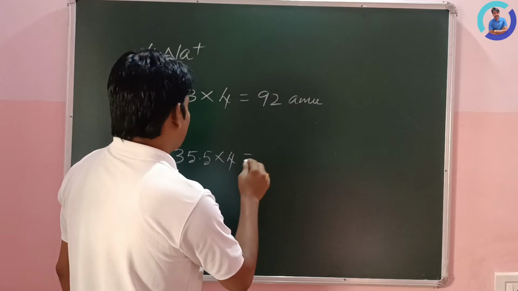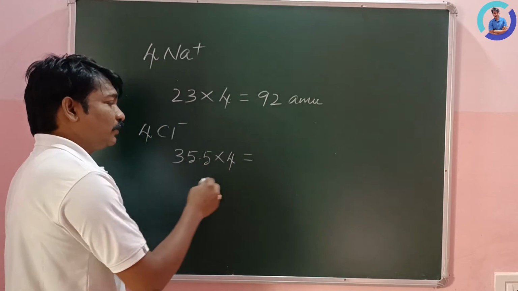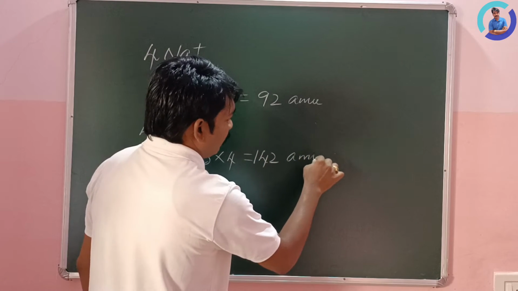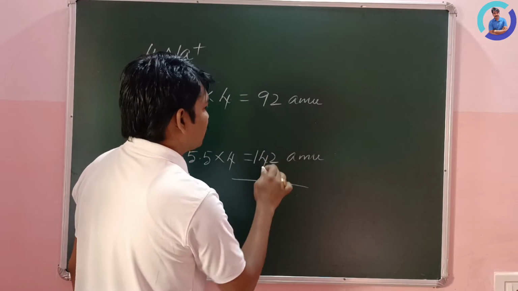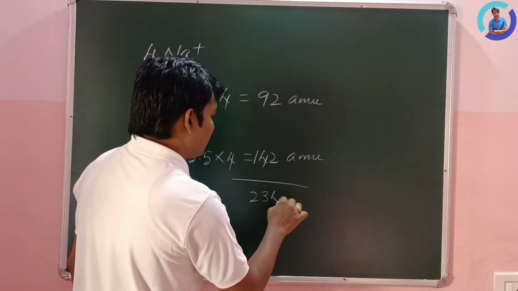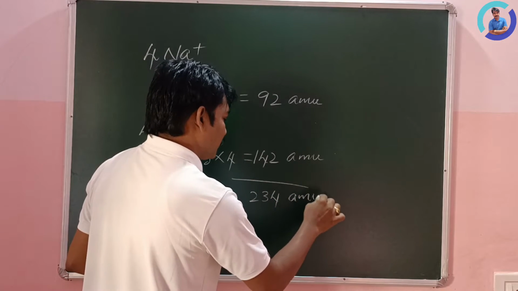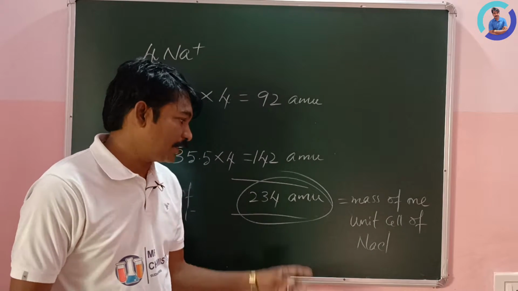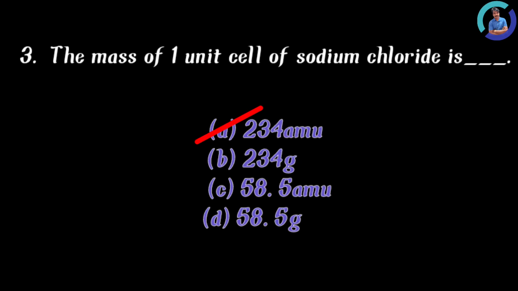That is equal to 35.5 into 4, that is equal to 142 AMU. If you add both, you will get 234 AMU, the mass of one unit cell of sodium chloride. Option A, 234 AMU, is the right answer.